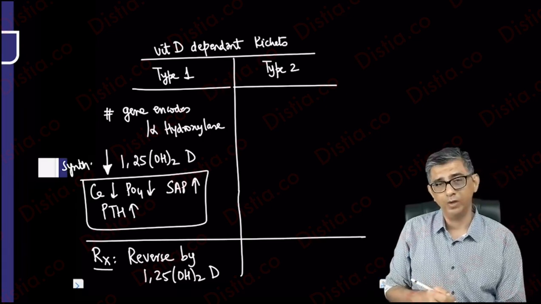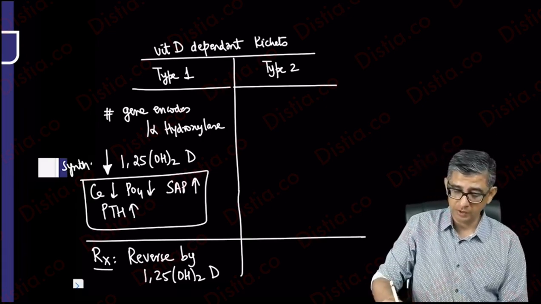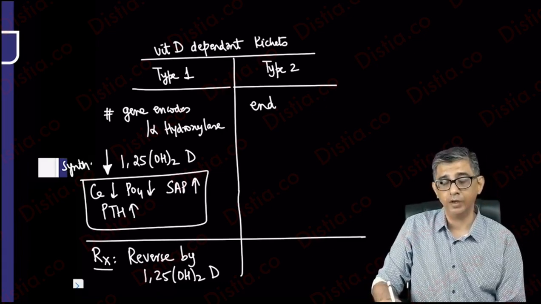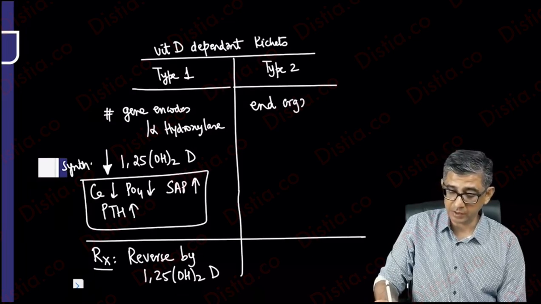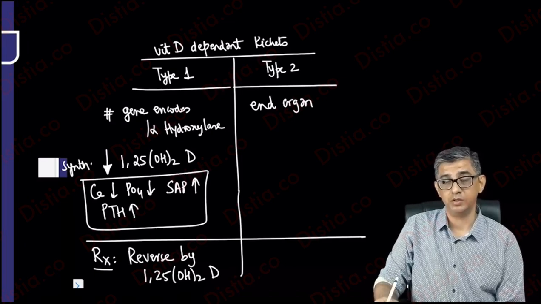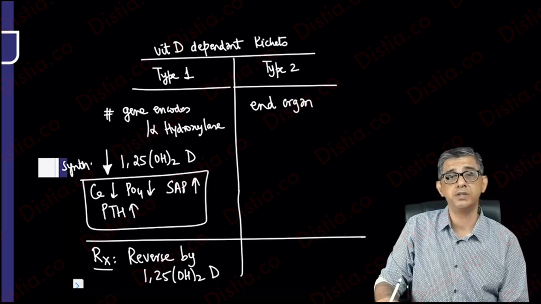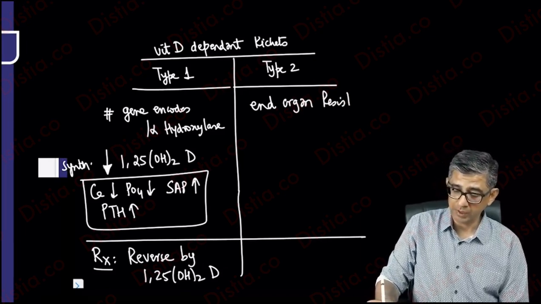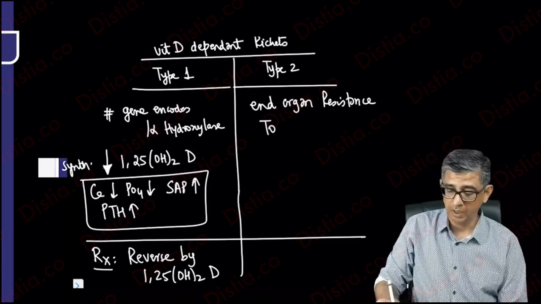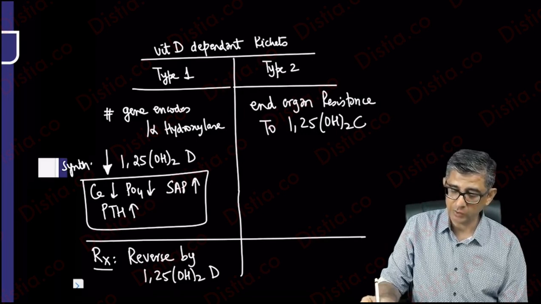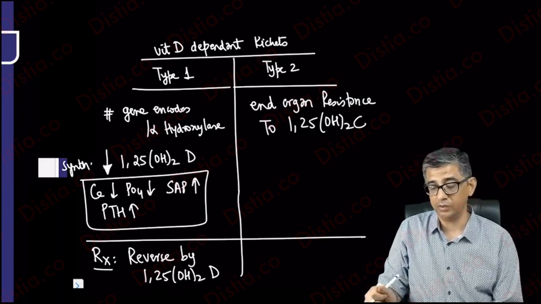When I talk about type 2, that's actually the true form of it. In this case, the problem is not with synthesis of vitamin D. It is end organ resistance. It is the receptor defect. So today I've taught you two diseases with respect to receptor resistance. One was resistance to PTH. But now I'm teaching you end organ resistance to the active form of vitamin D, that is 1,25 dihydroxycholecalciferol, that you study. That is not going to work in this particular case.